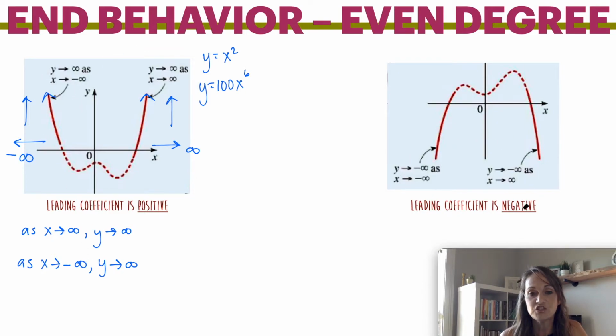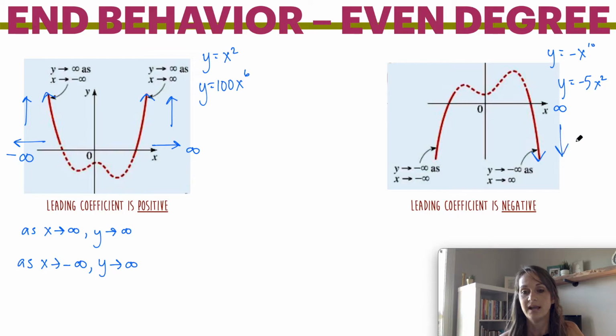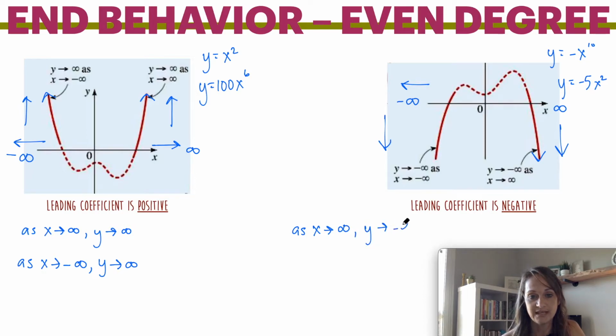If the leading coefficient is negative, for example, y equals negative x to the 10th power, or y equals negative 5x squared, what's happening as x is approaching infinity? y is going down. As x approaches negative infinity, y is still going down. So as x approaches infinity, y is approaching negative infinity. And as x approaches negative infinity, going left, y is still approaching negative infinity.